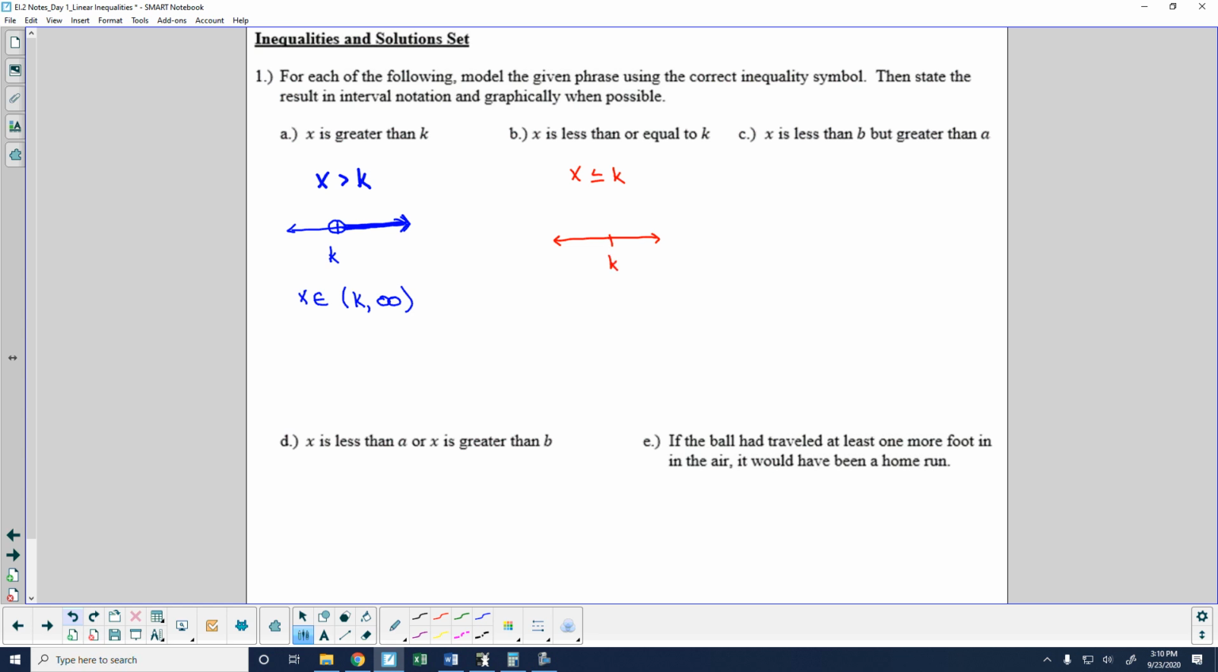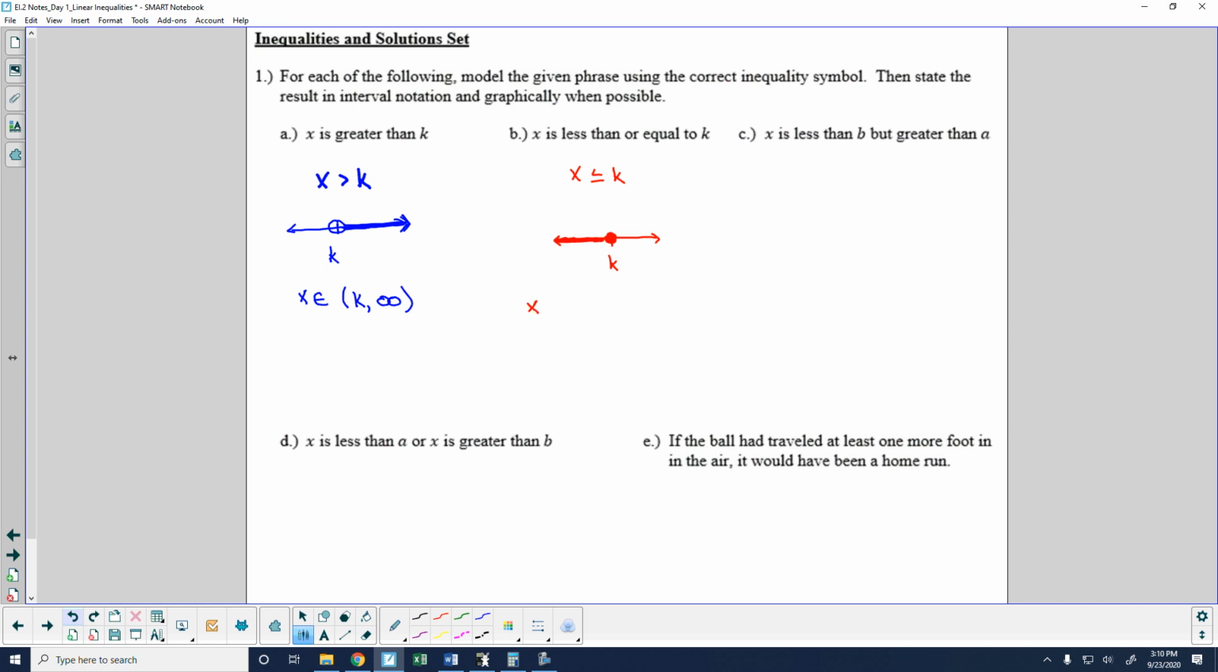Now this time, because we are equal to k, we're going to fill in the circle. It's going to be a closed circle over the top of the k, or a dot. If it's less than k, that means it goes to the left. If you think about a number line, the negative numbers go to the left. So this shaded region to the left represents that we are including k, but also everything left of k.